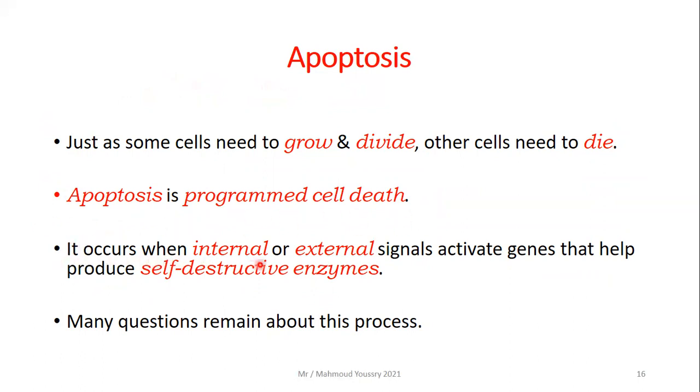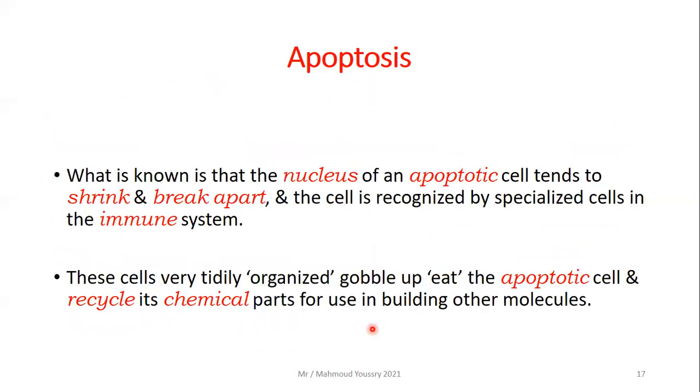It occurs when internal or external signals activate genes that help produce self-destructive enzymes. These self-destructive enzymes are activated inside the cell to start apoptosis. Many questions remain about this process, but what is known is that the nucleus of an apoptotic cell tends to shrink and break apart, and the cell is recognized by specialized cells in the immune system.